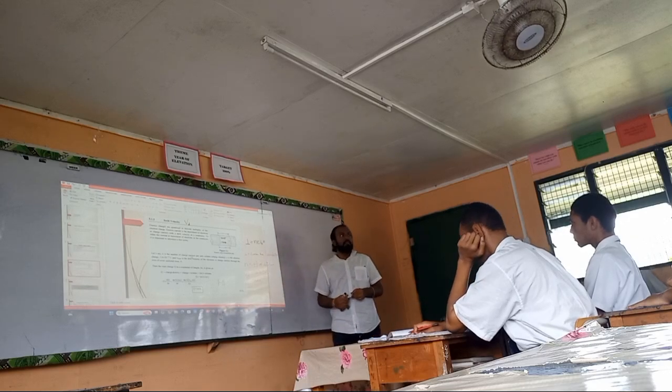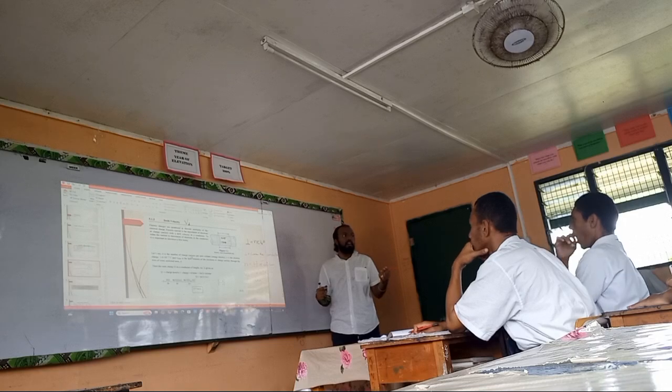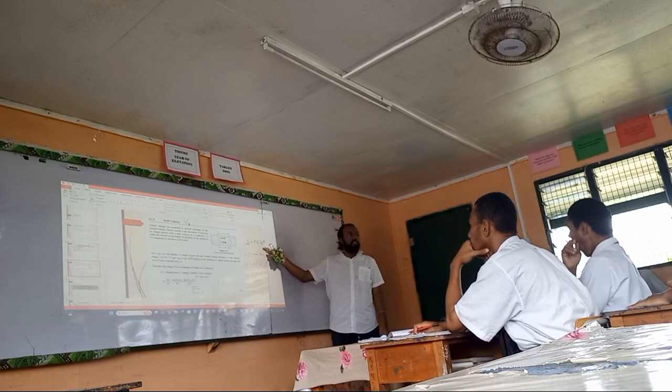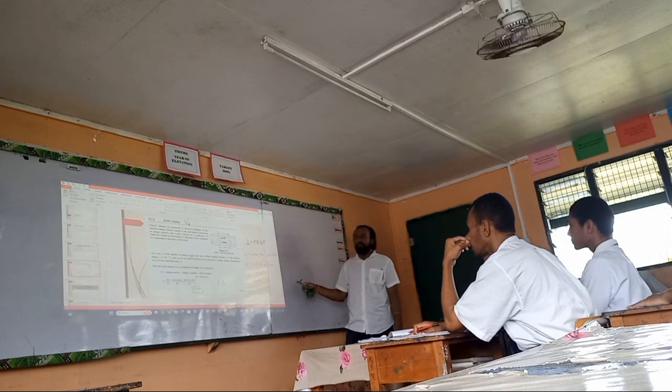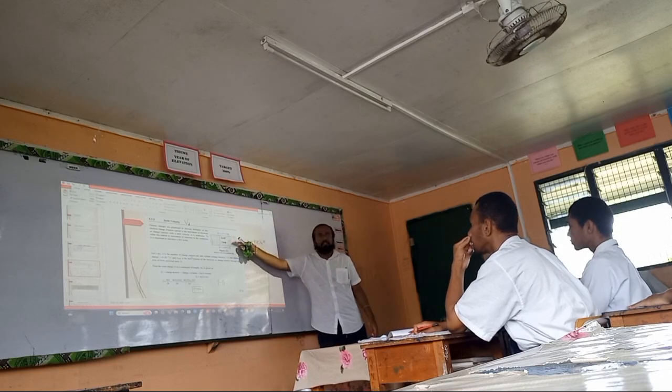Similarly, sometimes it might ask you to find the radius of the pipe. The radius is not given there, but you have to use this formula: find the area, then use this formula to find your radius.